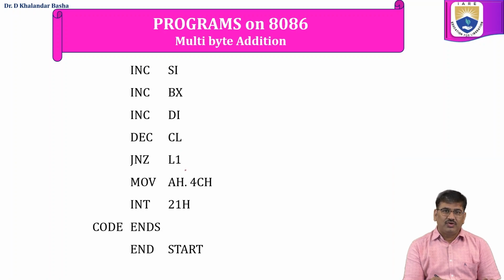Once CL is equal to 0, we will terminate the program by returning to DOS using the instructions MOV AH, 4CH; INT 21H. For ending the code segment, we use the directive ENDS corresponding to the code, so we write the statement as CODE ENDS. To end the program, we use the directive END. The start of the program is with the label START, so END START. So this is the program for multi-byte addition where we take two data, data 0 and data 1, of 4 bytes each, that is 32-bit data. After adding each byte, we store the result in the destination.